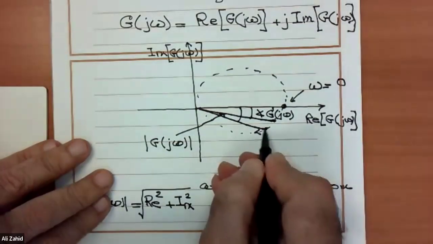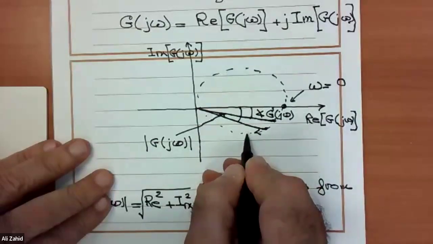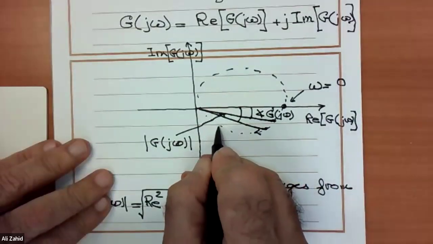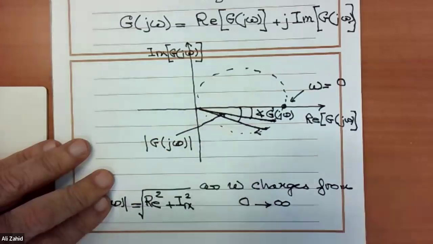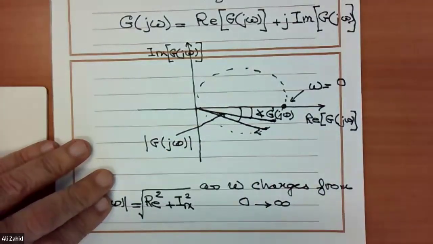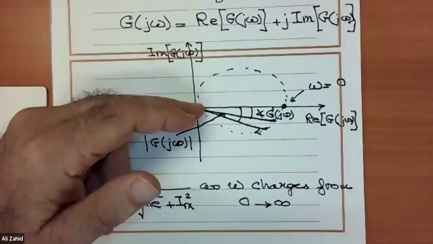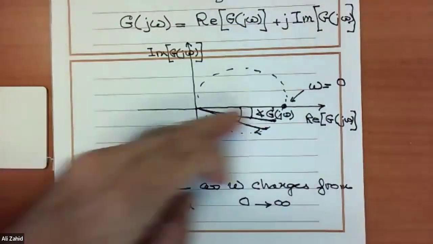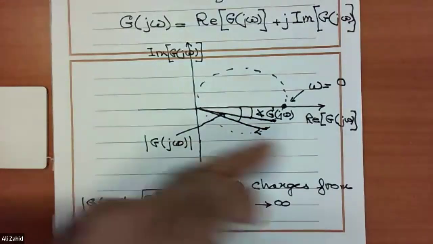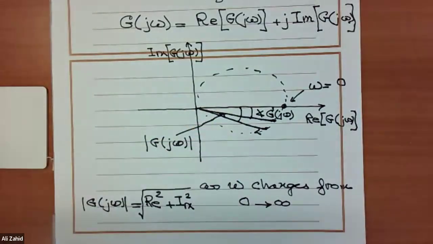If you keep changing omega, for example, here omega is 10, 15, 20, and so on and so forth, until you reach infinity. And then take the mirror image of the graph around the horizontal axis to get the case when omega changes from minus infinity to 0. Did you get it?